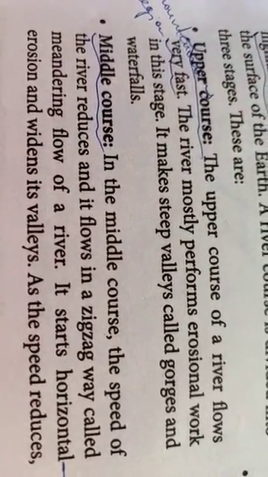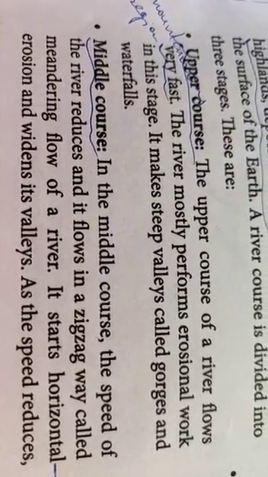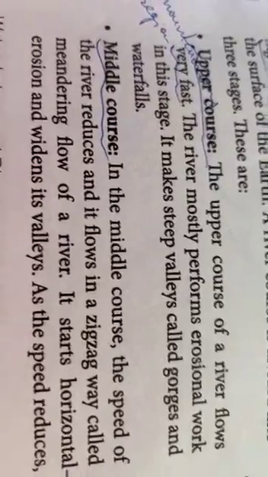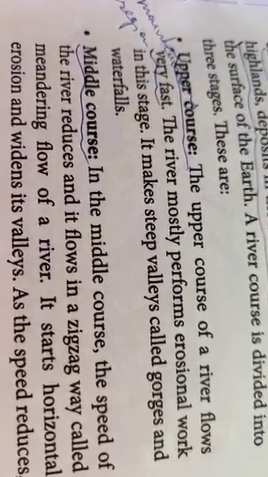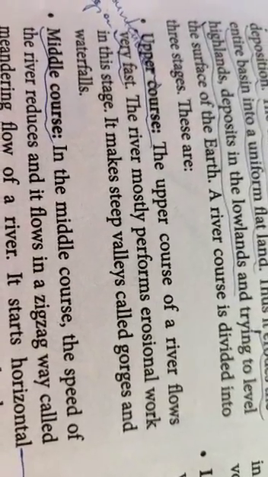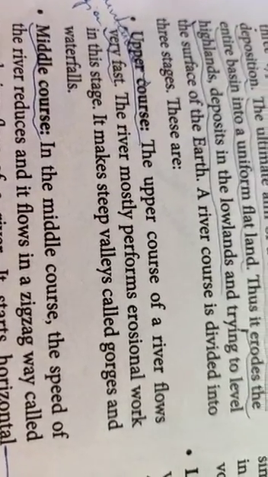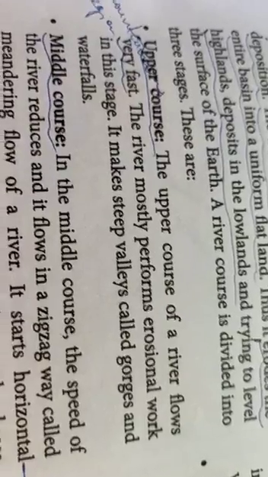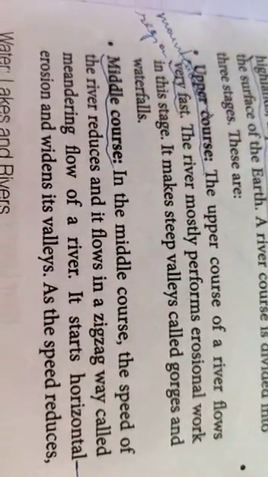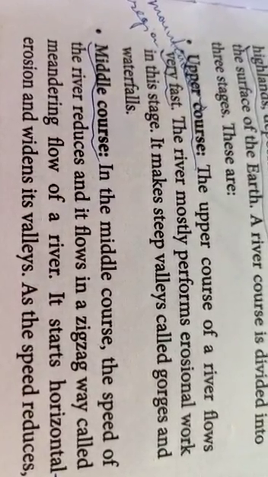Now the middle course. In the middle course, the speed of the river reduces. So now see children, what has happened is that the river has reached the plains. Therefore, the speed or the flow of the river will reduce. Why? Because now it is flowing on a smoother surface. Not much difference in the elevation of the land over here. And it flows in a zigzag way called the meandering flow of a river. See, this over here is the meandering course.